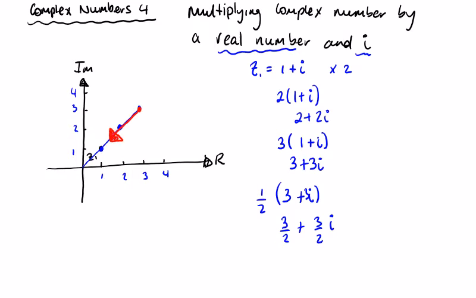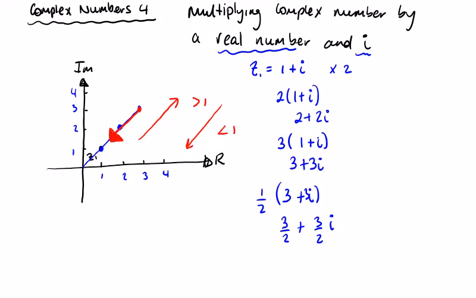So these are the two things that you need to know in complex numbers about multiplying a complex number by a real number. When it's a number greater than 1, it stretches it away from the origin. When it's less than 1, it contracts it towards the origin.